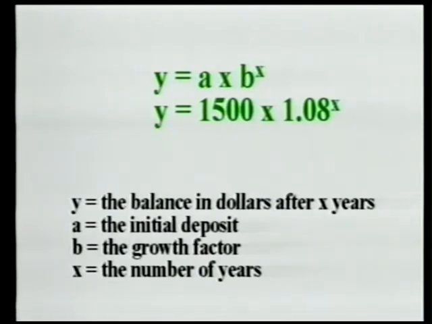Dealing with our exponential function, this function represents exponential growth, a times b to the x. Our money is growing, so we've got 1,500 times 1.08 to the x power, again, with our x representing the number of years, b representing the growth factor, a representing our initial deposit, and y is the balance in dollars that we'll have after x years as our money grows.